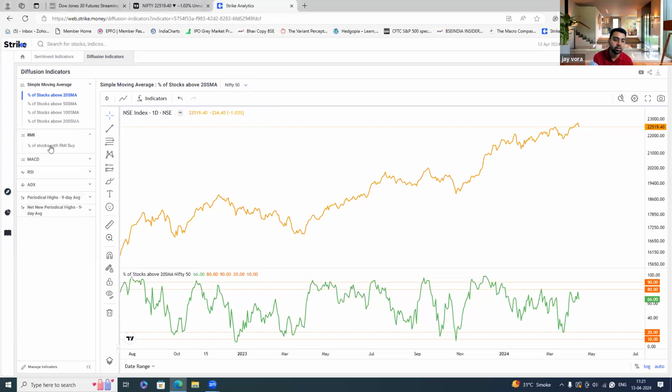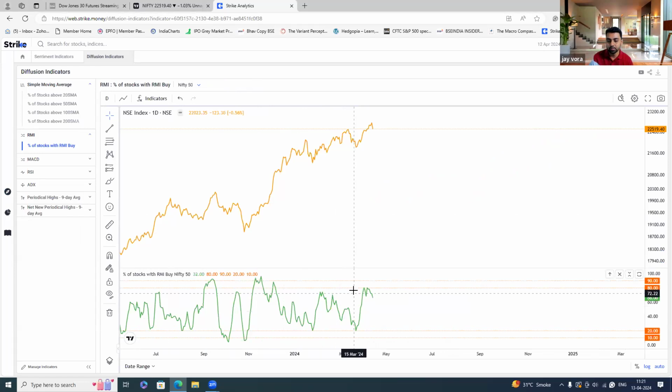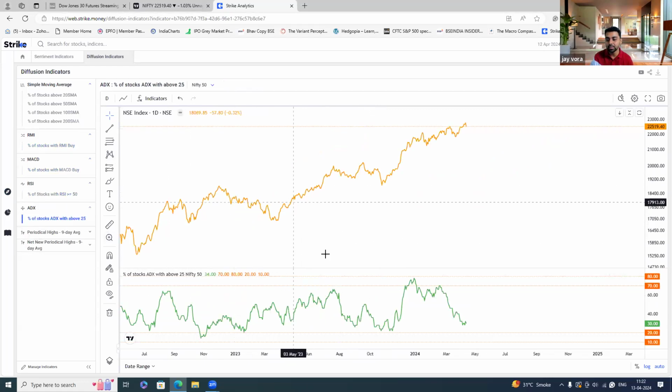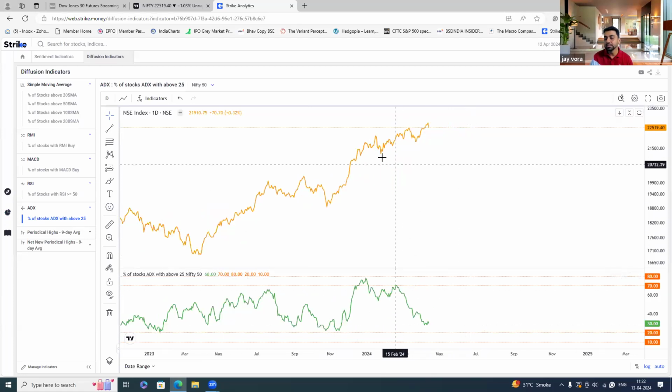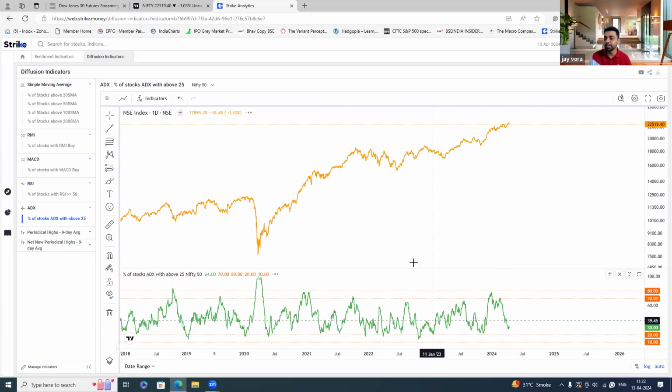Then we have a similar thing, like percentage of stocks with RMI buy. Again, when it comes to 80-90, it becomes overbought. This becomes oversold. Similarly, we have it for MACD. Over here, we have it for ADX as well. You can see that the percentage of stocks above 25 is at 30, which means that the stocks are not trending, because normally when ADX is above 25, that's where we can say that a trend is picking up. So this can also help you get a perspective on whether the market is trending or not trending.